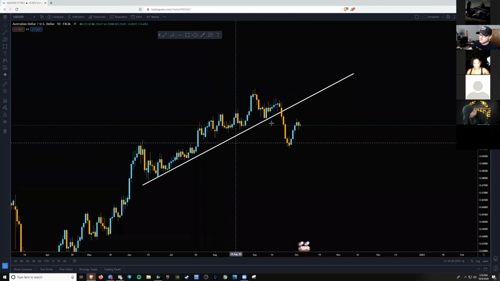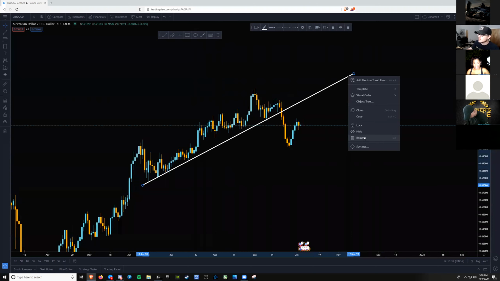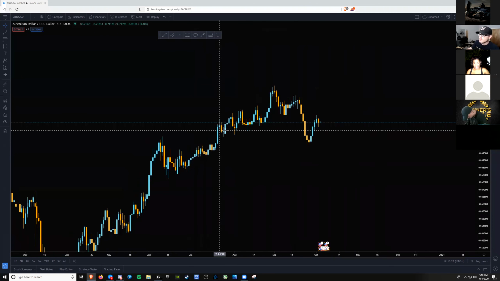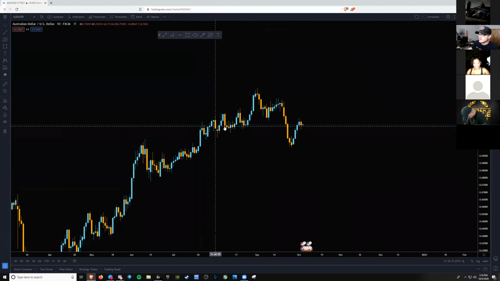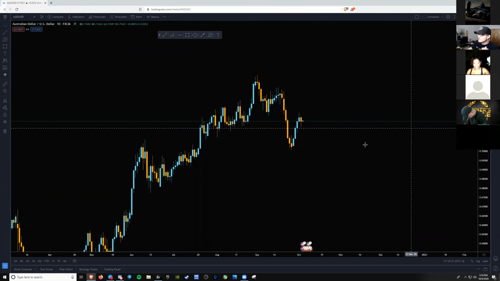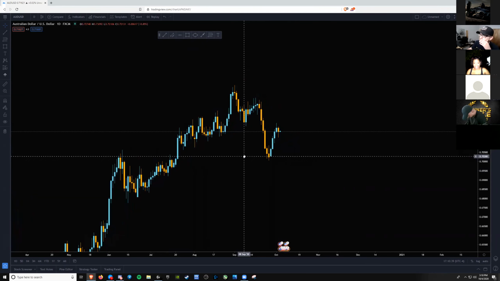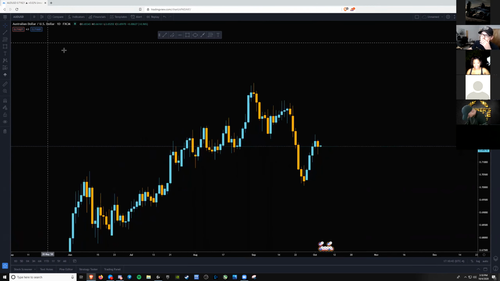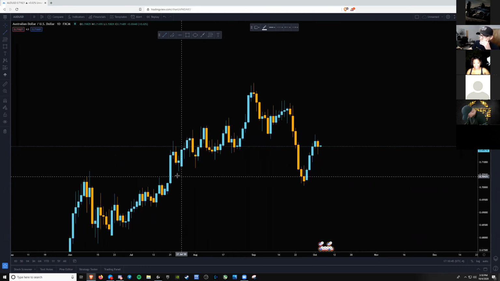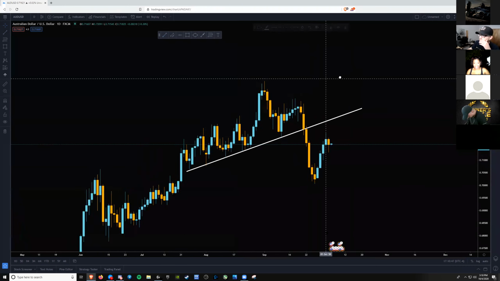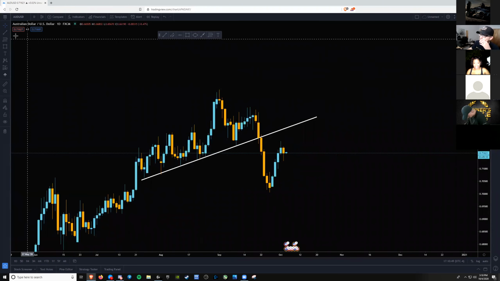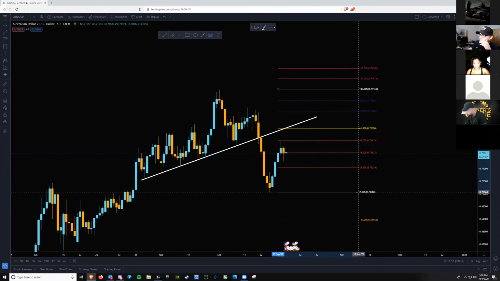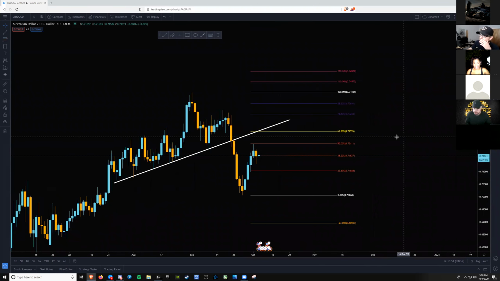I think it's kind of doing that right now, so that's exciting. We have a major level of support and resistance that we're testing right here. Yeah, I might like AU this week. I think this might go up a little bit higher still.